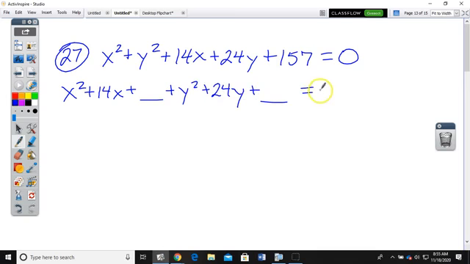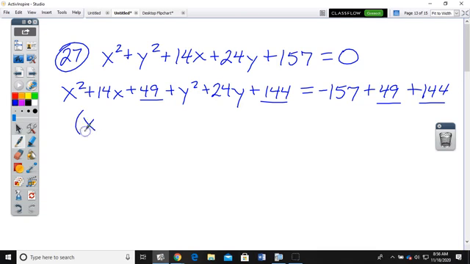And it's going to equal, I'm going to move that 157 over to the right: negative 157. And since I added 2 blanks on the left, I'm going to add 2 blanks on the right. Okay? What goes in the first blank? 49. See, once you do it enough, you really ain't got to write it down. 14 divided by 2 is 7. 7 squared, 49. Don't forget to put it on both sides. 24 divided by 2 is 12. 12 squared is 144 on both sides.